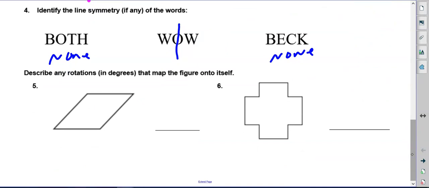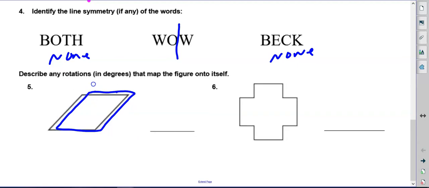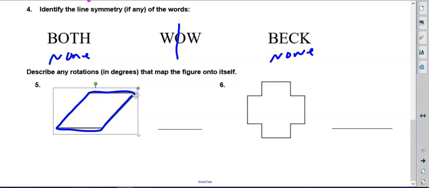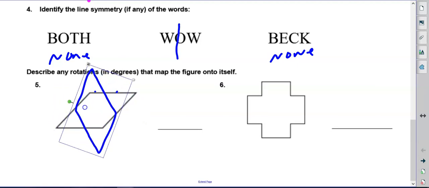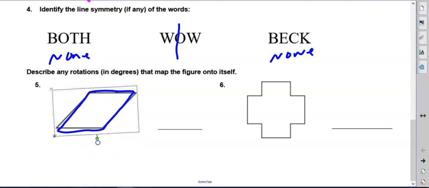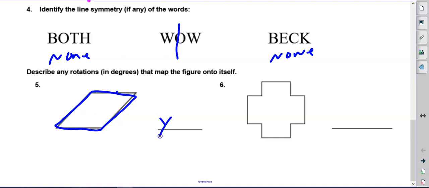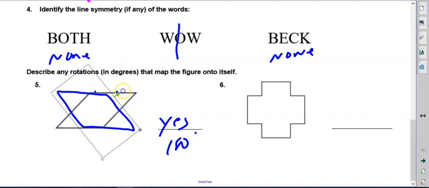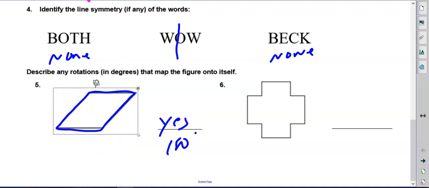Describe any rotations in degrees that map the figure onto itself. Okay, so if I took this figure, like so, I rotated it 90 degrees, that would not work. If I rotate 180 degrees, that would work. So yes, 180 degrees. And that's it, because 270 wouldn't work, nothing in between, okay? And then 360 we don't count because that's a full circle. So that's obvious.